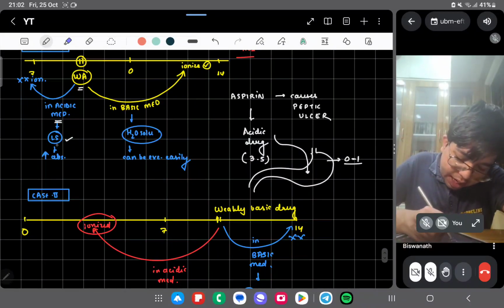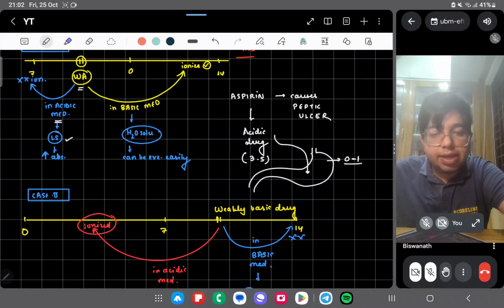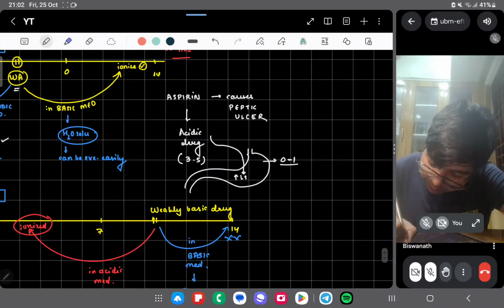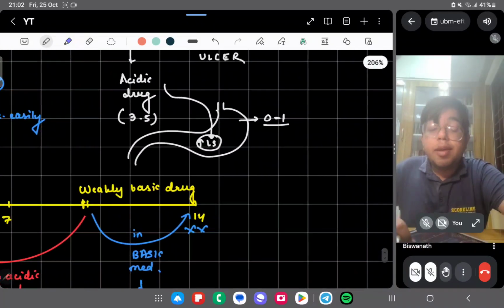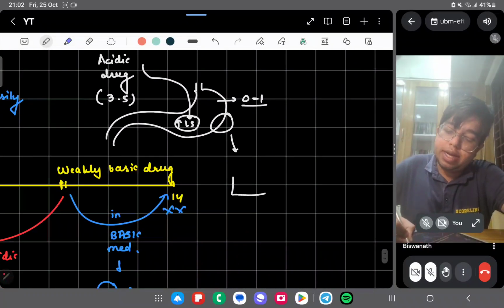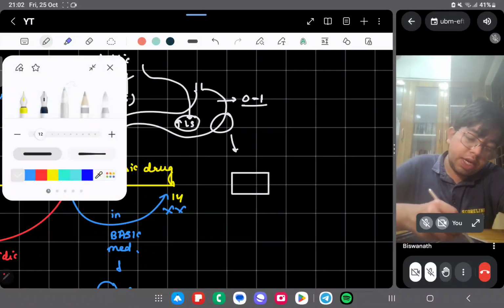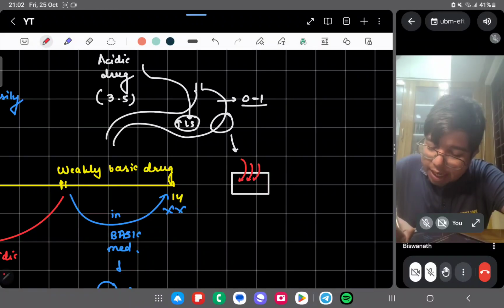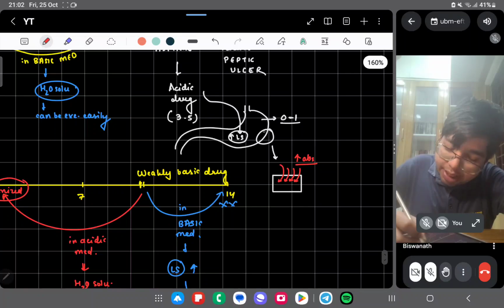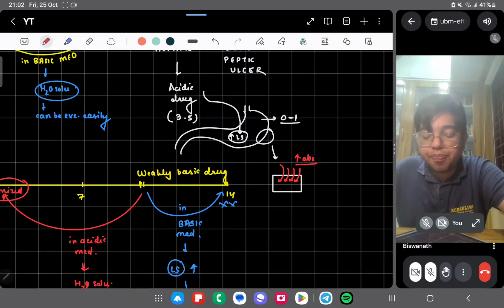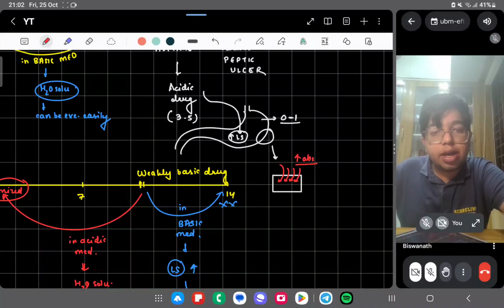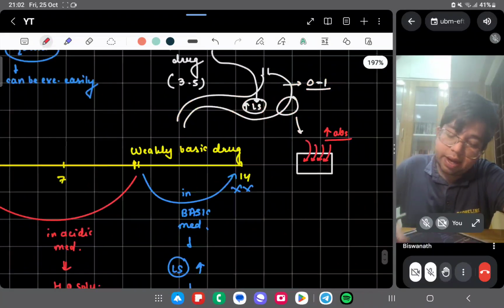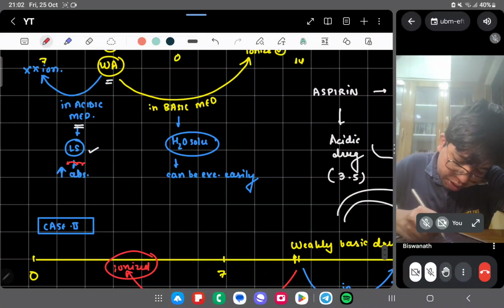This means the lipid solubility is increasing. If we zoom into this part, there will be a stomach cell, an enterocyte, any stomach cell. It means the aspirin is going inside more and more, so there is an increase in absorption. I told you that if an acidic drug is put in an acidic medium, it will not ionize. It will go more and more into the cell, right? So there is an increased absorption.